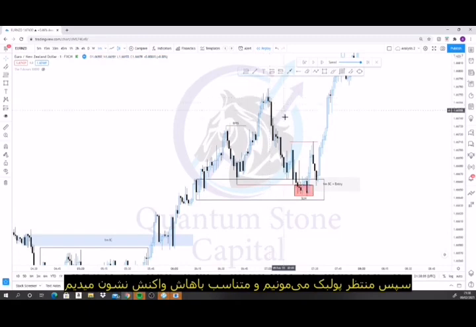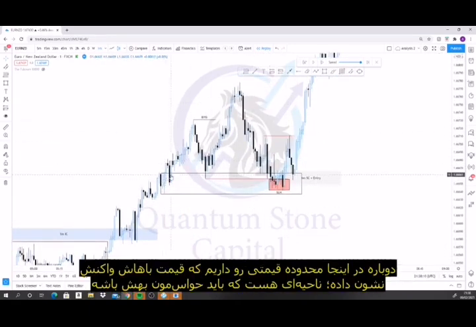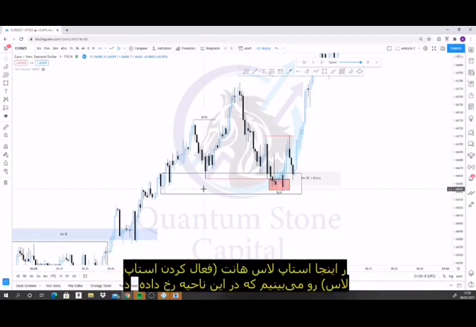Then what do we wait for? A pullback. We wait for a pullback and act accordingly. Again, we see this price range that price reacted to previously. So we highlight that as an area of interest. We have that stop loss hunt within our area of interest that took out this prior low here.